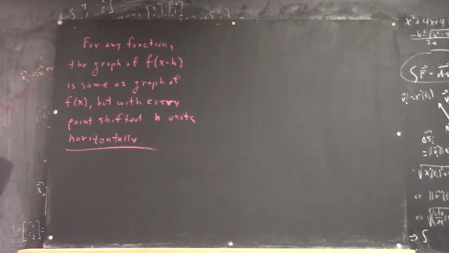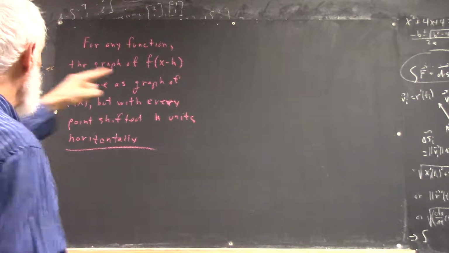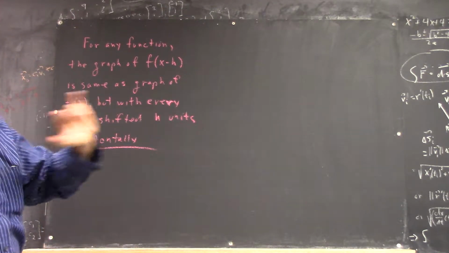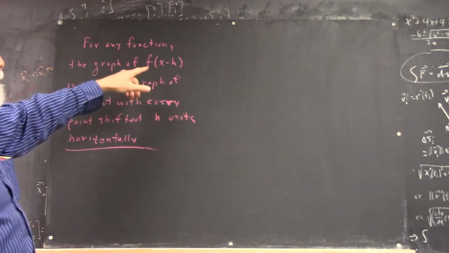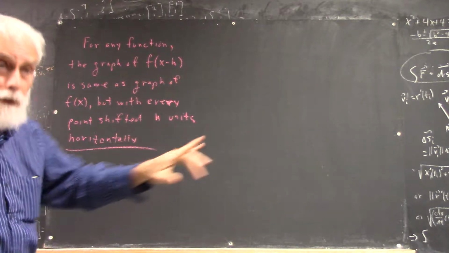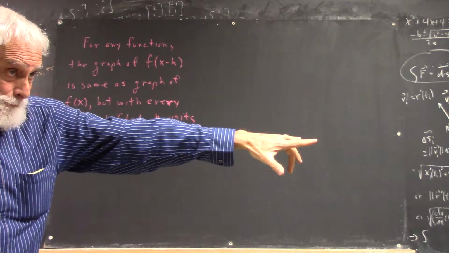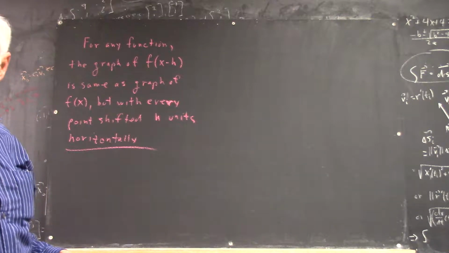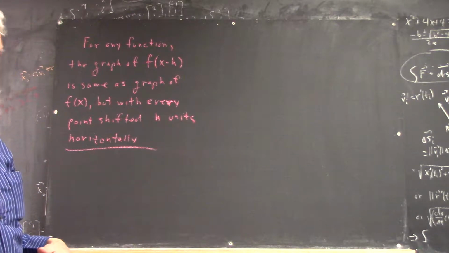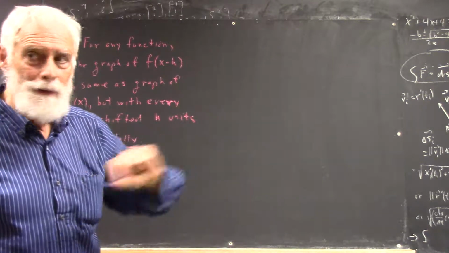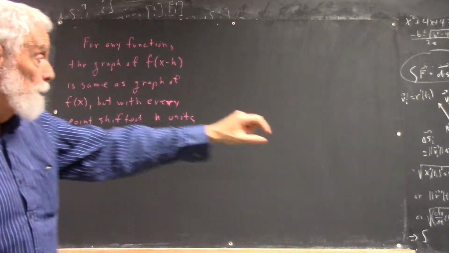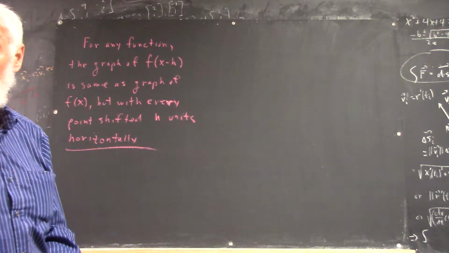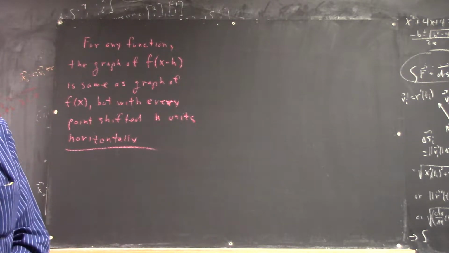Okay? Graph of f of x minus h is the same as the graph of f of x, but with every point shifted h units horizontally. Meaning if this is minus h, the graph shifts in the positive direction. Okay? And if you think about what I just did over here and think fairly hard about it, you'll understand why the graph shifts in the positive direction if you replace x by x minus h. And that's for any graph, not just for a graph of f of x equals x squared. Okay?